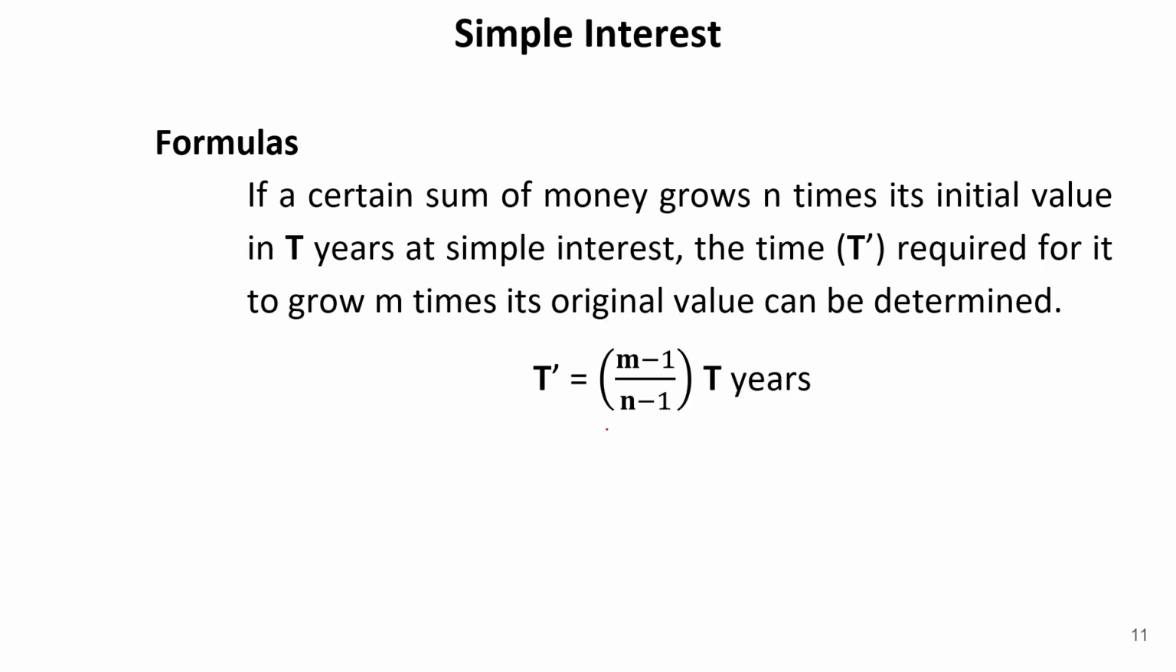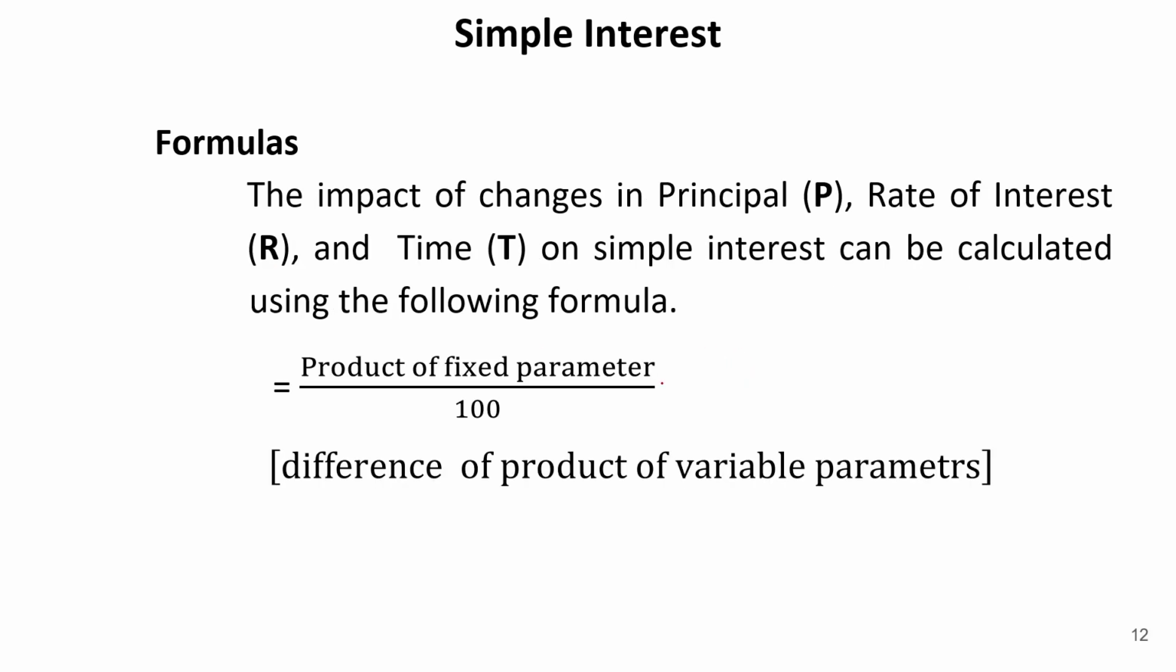If a certain sum of money grows n times its initial value in t years at simple interest, the time t' required for it to grow m times its original value can be determined as t' = (m − 1) / (n − 1) × t years.